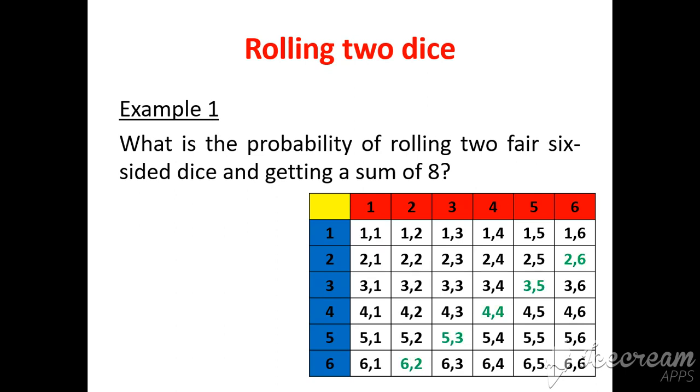We could get a 6 and a 2, a 5 and a 3, a 4 and a 4, 3 and a 5, or a 2 and a 6. They all add up to 8. So there are 5 of them, 5 outcomes. And so we're going to say the probability of getting a sum of 8 is 5 chances out of 36. There's 36 outcomes altogether, remember? You could convert that to a decimal or a percentage if you prefer that.